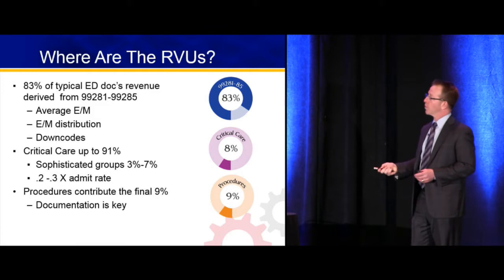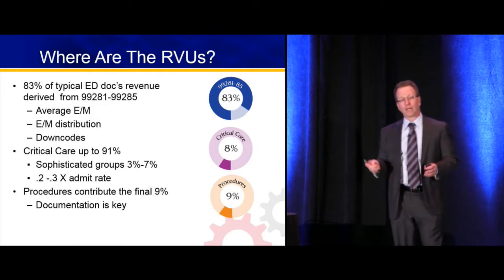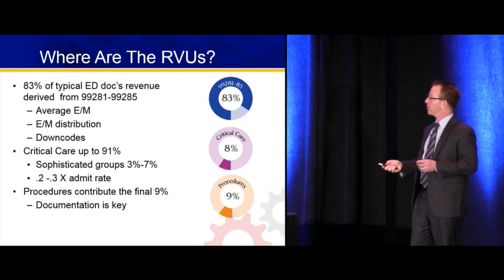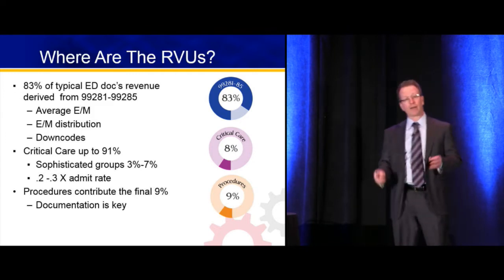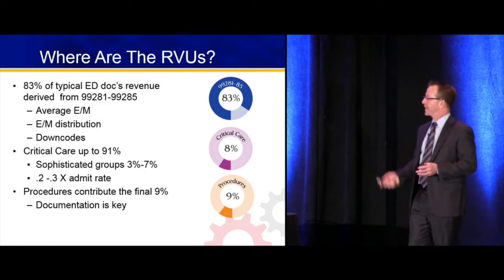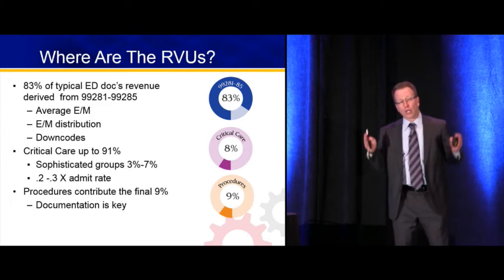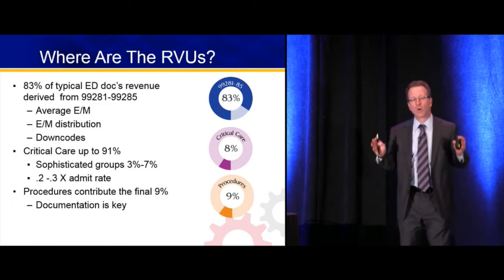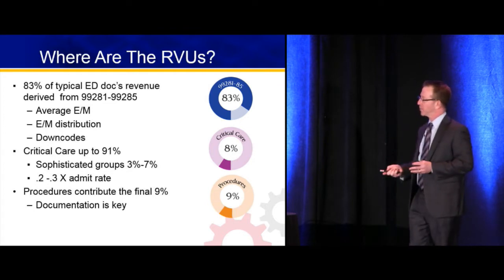There are three reports that we can look at to get our arms around, at a very, very easy macro level: 99281 through 99285, the average E&M, the E&M distribution, and whether there are significant down codes. You can then trend your own critical care. Using those two processes, you've already got your arms around 91% of the revenue that's coming into your department.